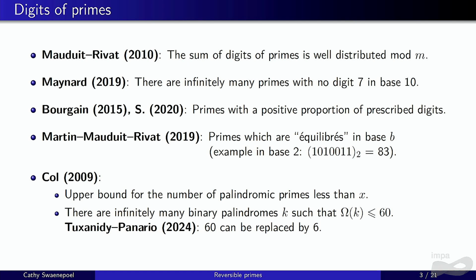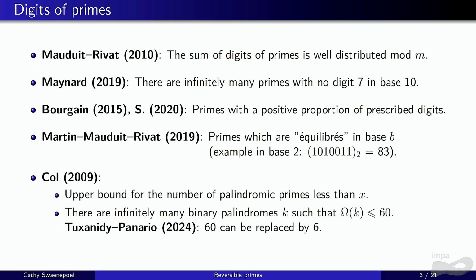Then I want to mention a result by James Maynard, published in 2019. He studied primes with missing digits. In particular, he proved that there are infinitely many primes with no digit 7 in their base 10 expansion. More precisely, he obtained an upper bound and a lower bound of the correct order of magnitude for the number of primes up to x with no digit 7, say, in base 10.